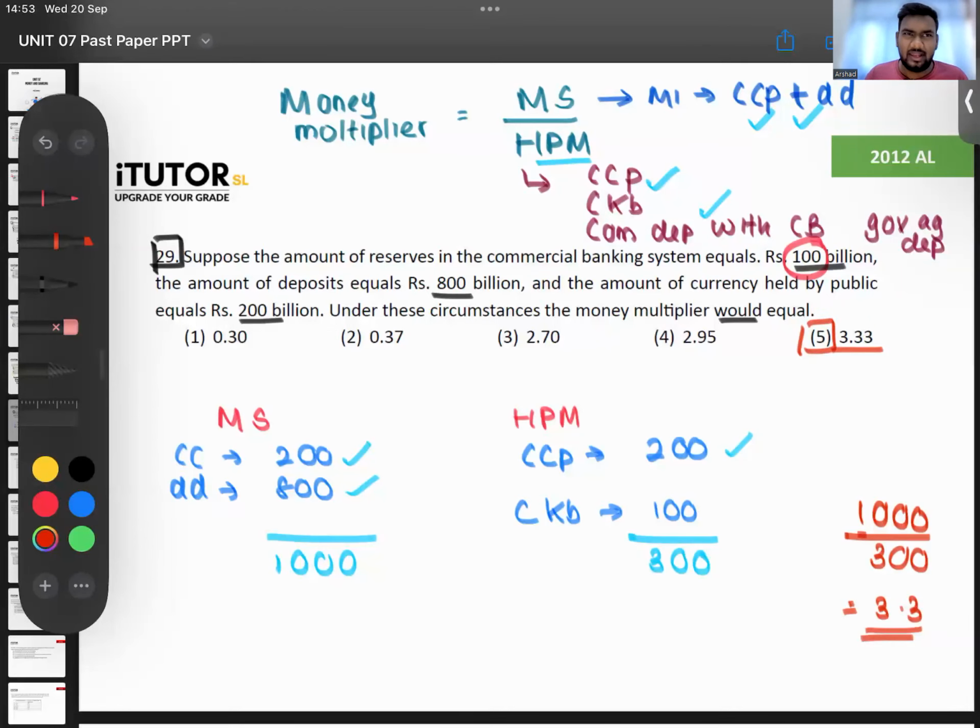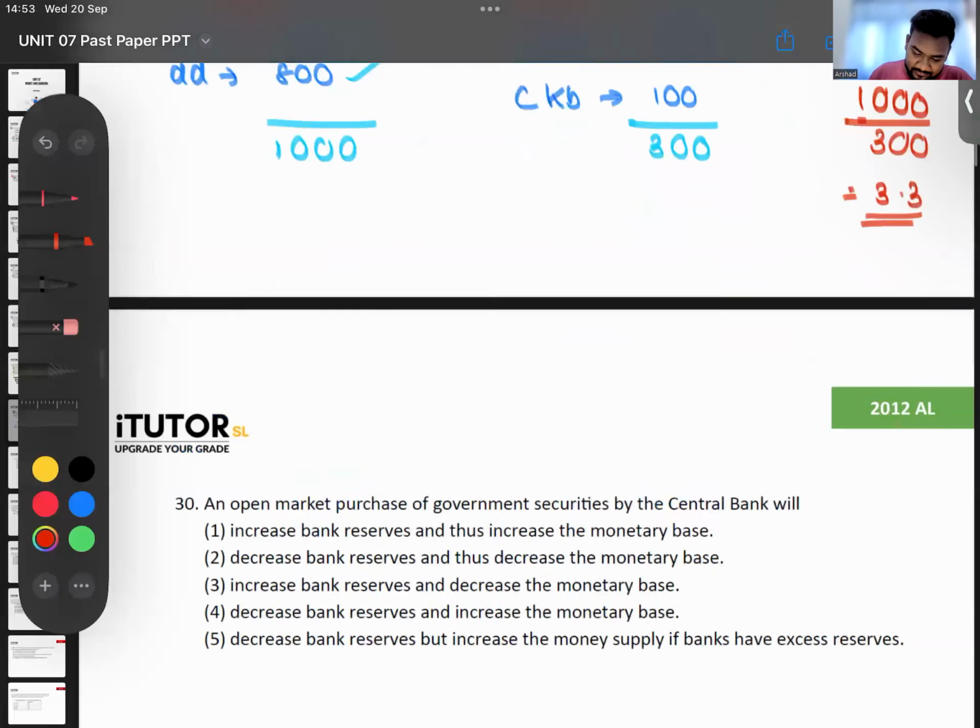Okay, not that hard. Is that okay, guys? Manageable? 2012. We'll go to the next one.